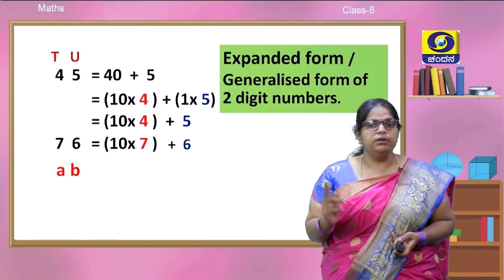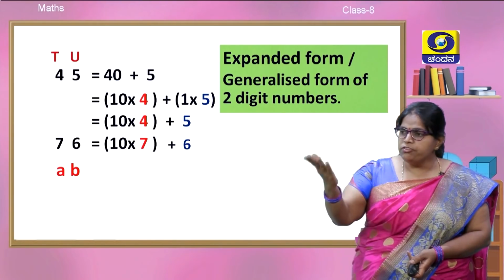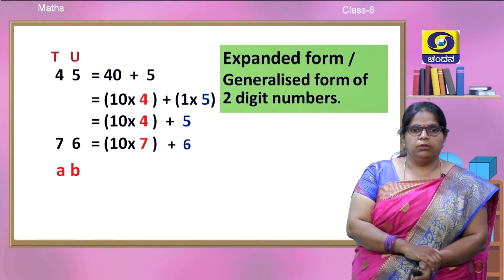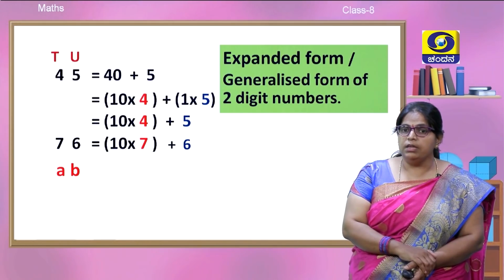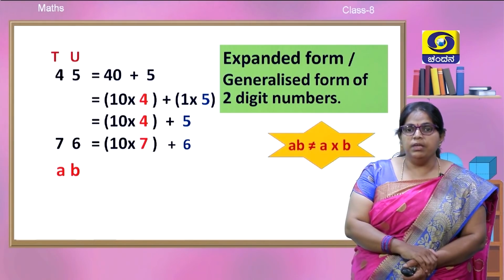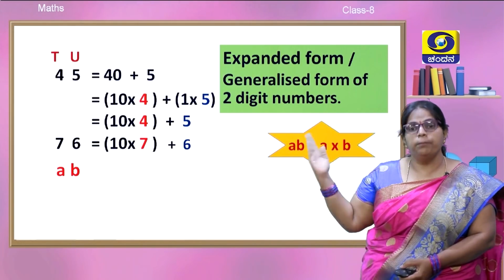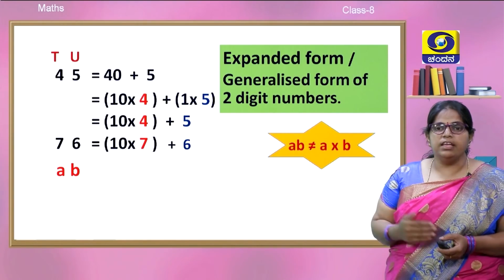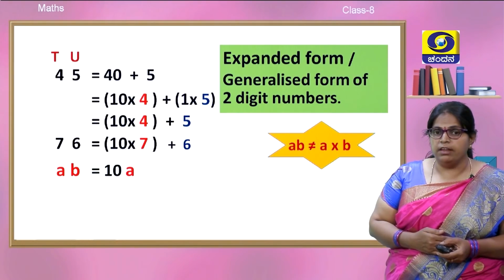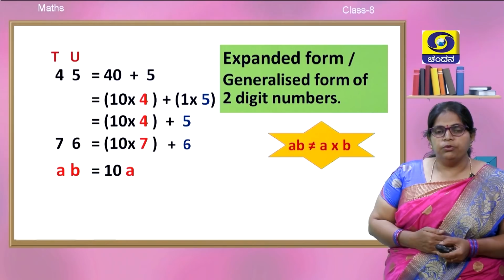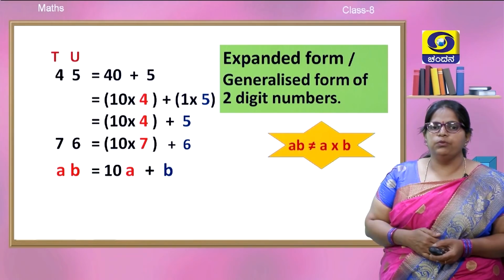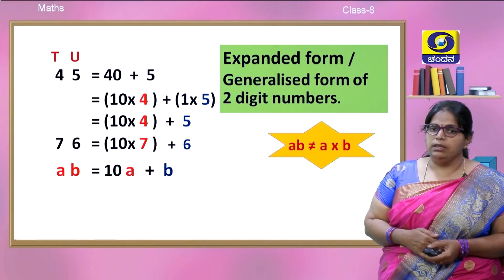Now, take a number AB. Oh, one child is already asking, ma'am, is AB equal to A into B? No, child, here AB is just representing a 2-digit number and AB is not equal to A into B. Now, let us expand AB. Tens place you have A, therefore 10 into A, 10A, and units place you have B, 1 into B is equal to 1B. We can write AB is equal to 10A plus B.